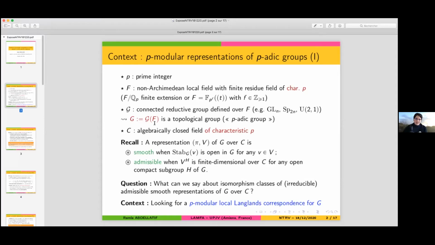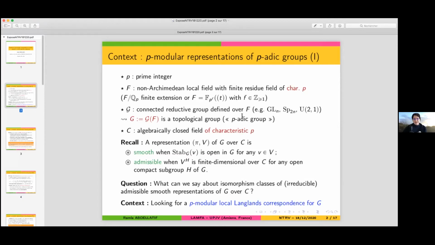So the notations are as follows. p will be any prime integer, so I can take p equals 2 if I want. F will be a non-archimedean local field with finite residue class field of characteristic p. So it's either a finite extension of Q_p or a Laurent series field over a finite field of characteristic p. And G will be a connected reductive group for now, defined over F. If you're not familiar with this, as usual, just think about SL_n or symplectic groups or unitary groups if you like. And so what we call a p-adic group is just the F-points of such a group.